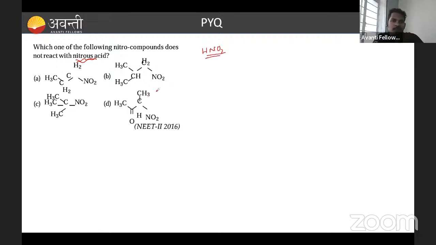Okay, what should be in this? If this particular NO2 is attached to the 3 degree carbon, then it will not react. It will not react because of the absence of acidic hydrogen. So here we can see 3 degree. This one is 2 degree, this is 2 degree, and this one is 1 degree. Okay, so what will react? This will not react. To react with nitrous acid, a nitro compound should have that alpha hydrogen. Okay, acidic alpha hydrogen. Then the reaction will be possible.